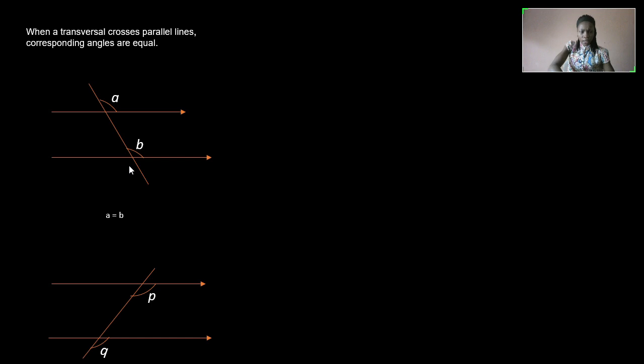The angle here is equal to angle here. Corresponding angles are equal. Also, the angle here is equal to angle here. Corresponding angle. So in the next one, we have P and we have Q. If you watch, P is under. Likewise, Q is under. So they are corresponding. They are in order. That is what makes them equal, and the reason why they are equal is because corresponding angles are equal.